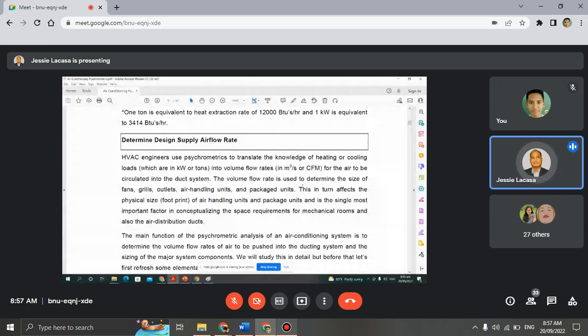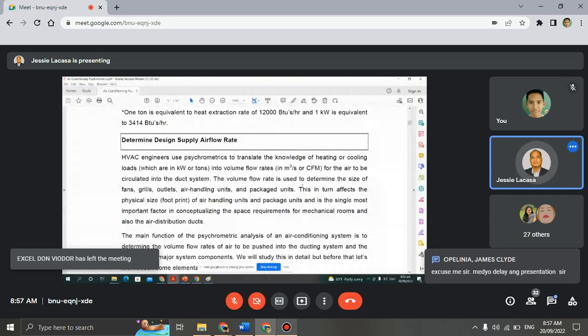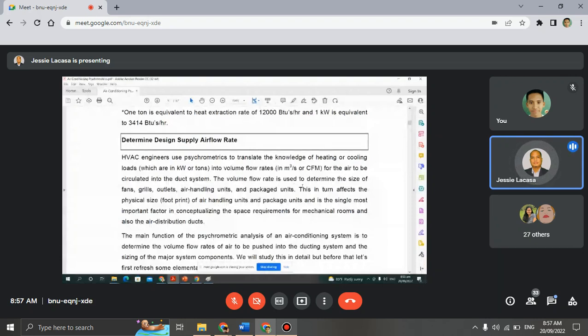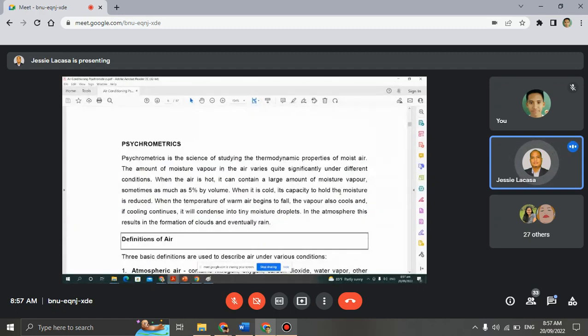This is the principle of rain. When it is cold, it can no longer hold the moisture, so it releases it. It will condense into tiny moisture droplets. In the atmosphere, this results in the formation of clouds, or it can become rain.